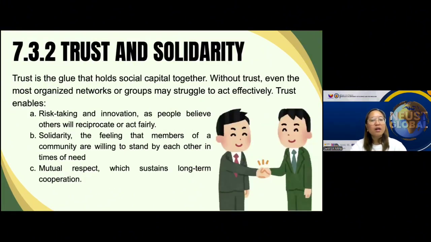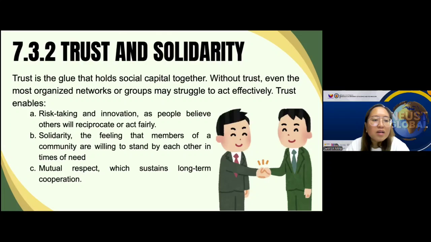Now let's talk about trust and solidarity. Trust is like the glue that holds people and communities together. It is what makes social capital strong and lasting. Even if a group has good plans or resources, without trust, it will be hard for people to cooperate or achieve anything meaningful. When trust exists, people feel safe to share their ideas, to take risks, and depend on one another. This leads to solidarity, a feeling of unity and willingness to help each other, especially during difficult times.